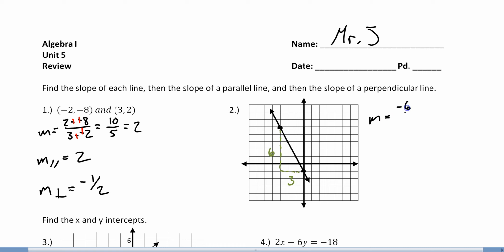Rise over run, it was down 6 and then over 3. So this time we get a negative 2. So the parallel line is also going to have a slope of negative 2. The perpendicular line this time will have a slope of positive 1/2. Okay? Again, we change the sign and flip it. So we get a 1/2. Alright?